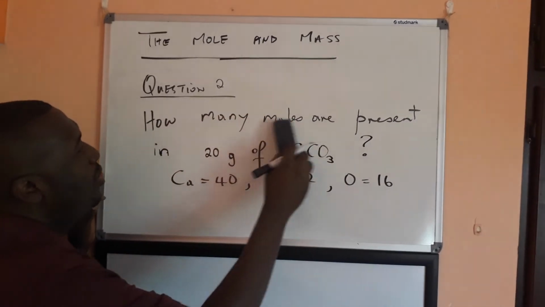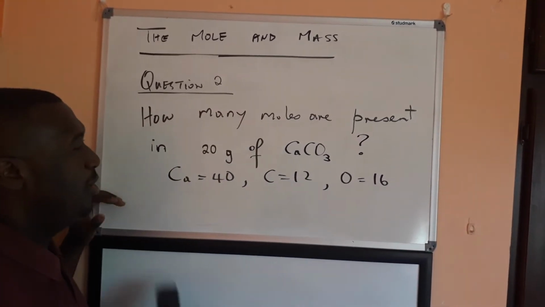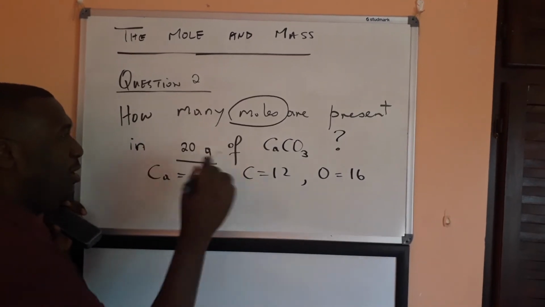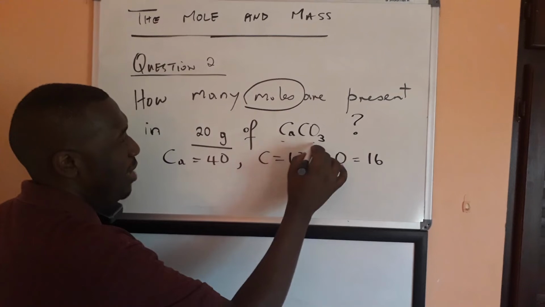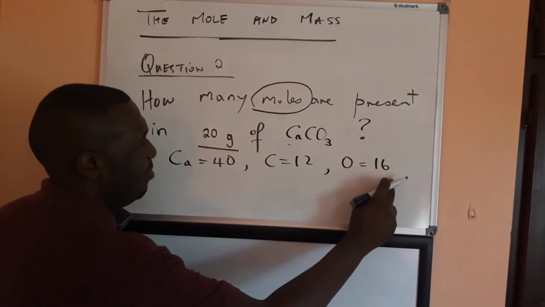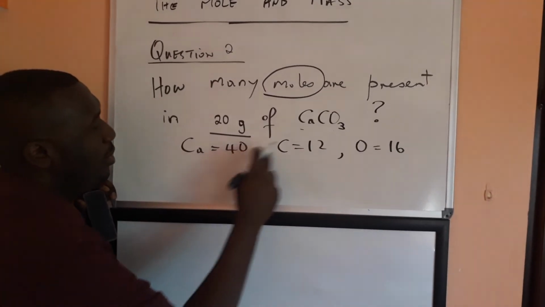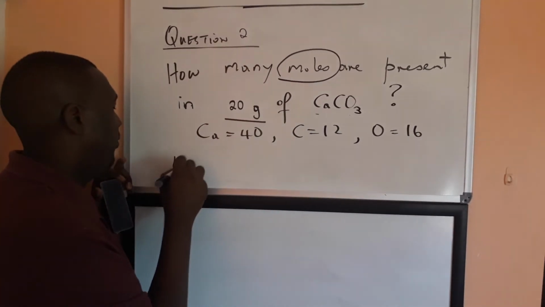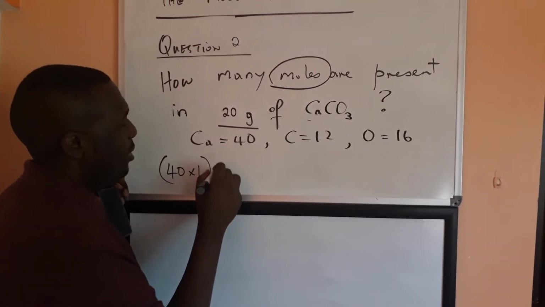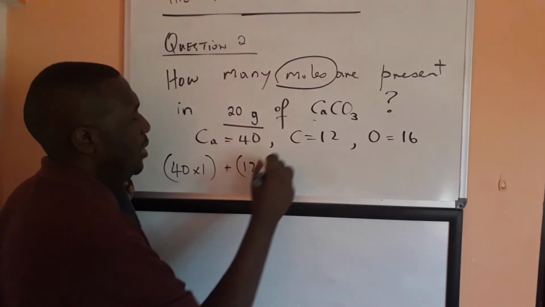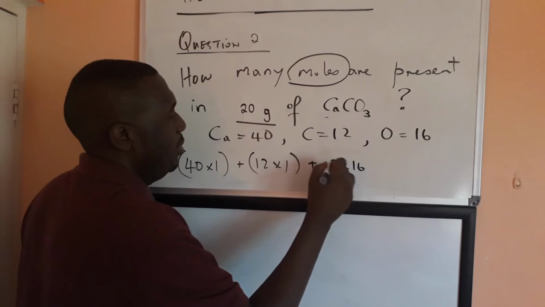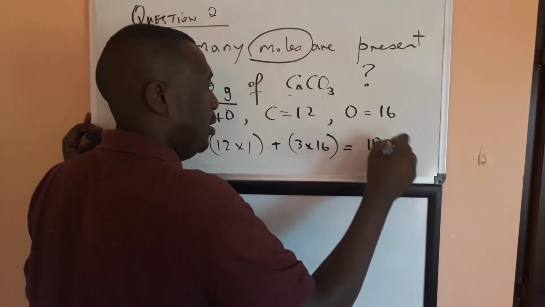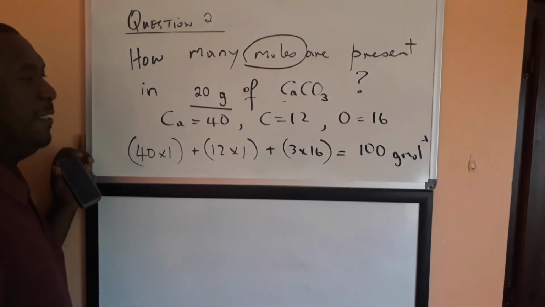This question says, how many moles are present in 20 grams of calcium carbonate? Okay, so the question is asking us about the relationship between moles and mass of calcium carbonate. So we need to know the molar mass of calcium carbonate. Now you're given the relative atomic masses of the relevant elements there. So if we can determine the molar mass, that would be our first step. So if we get the Mr of calcium carbonate, that would be 40 times 1, because we have 1 calcium atom, plus 12 times 1, we have 1 carbon atom, plus 3 times 16, 3 oxygen atoms. If we add that up, 40 plus 12, that's 52 plus 48, that's 100 grams per mole. That is the molar mass.